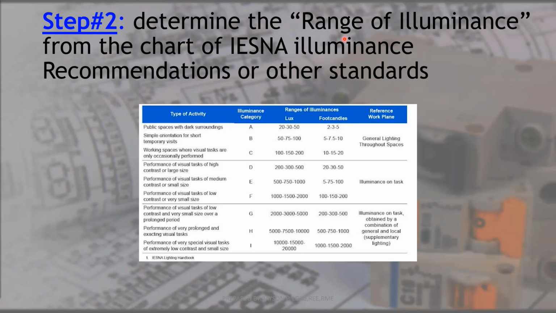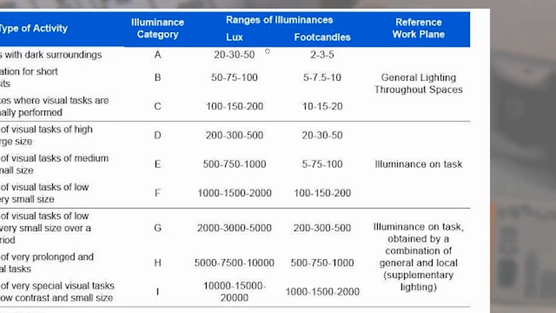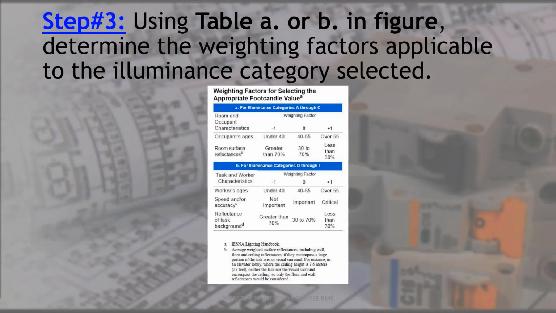Step 2 is we determine the range of illuminances from this chart of IESNA. So this is the range of illuminances as earlier. It's very easy. We can proceed to step 3. Step 3 is this is the table for every category. So using table A or B in the figure, determine the weight factors applicable to the illuminance category selected.